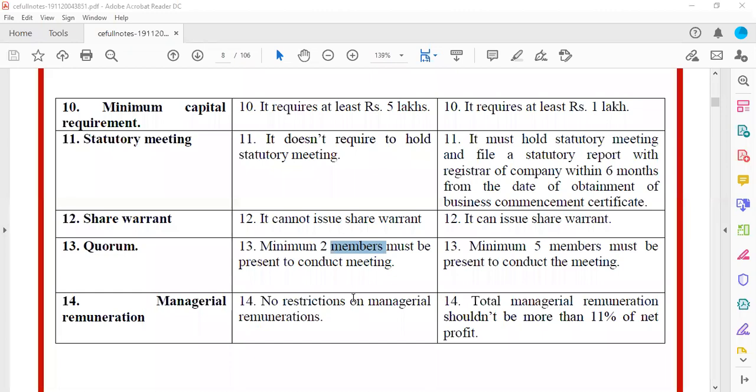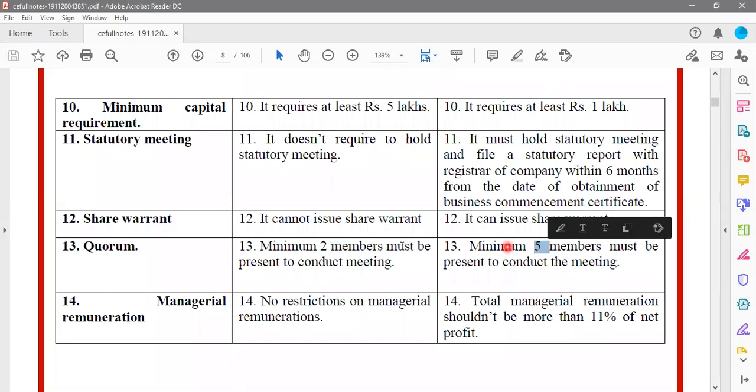So if 5 members are not there, if 5 members and 2 members are not there, they'll have to postpone the meeting for the next week or next month. That is what the Companies Act will say. You either have to say the proper date when it will happen. If you don't say the date, then it will be done next week on the same date, same time. That is what will happen in the meeting.